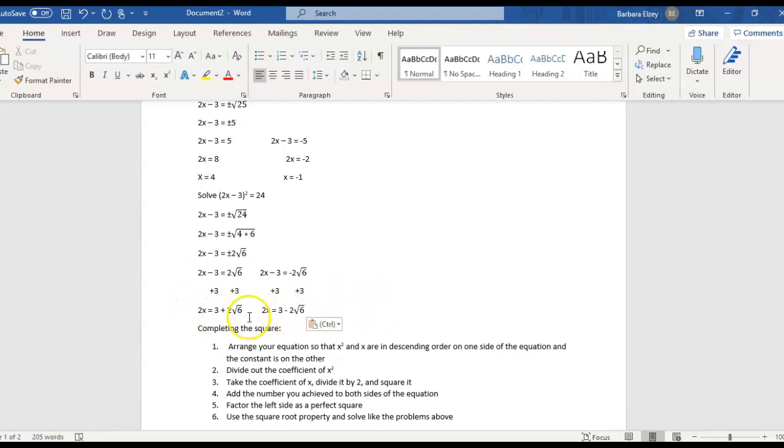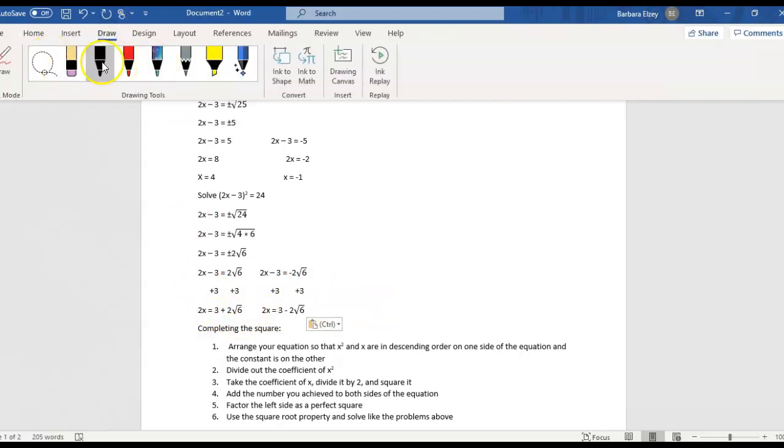And then lastly, I need to divide by 2. Now I'm just going to use the draw feature here to do this. And we have to be careful. When we divide by 2, we divide the whole right side by 2. So all of this divided by 2. And I know that's not very clean looking. Divide by 2 here. And all of this divided by 2.